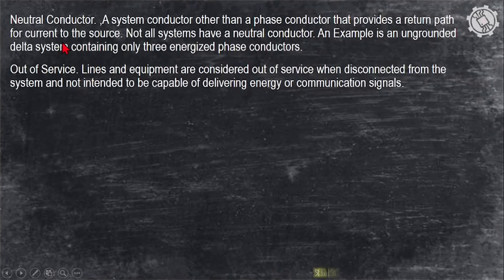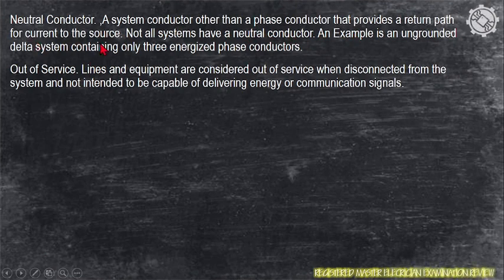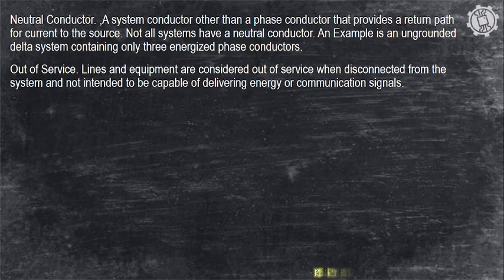Okay, neutral conductor: a system conductor other than a phase conductor that provides a return path for current to the source. So the purpose of a neutral conductor is to serve as a return path of the current. So not all systems have a neutral conductor. An example is an ungrounded delta system. So sa delta system, walang neutral conductor.